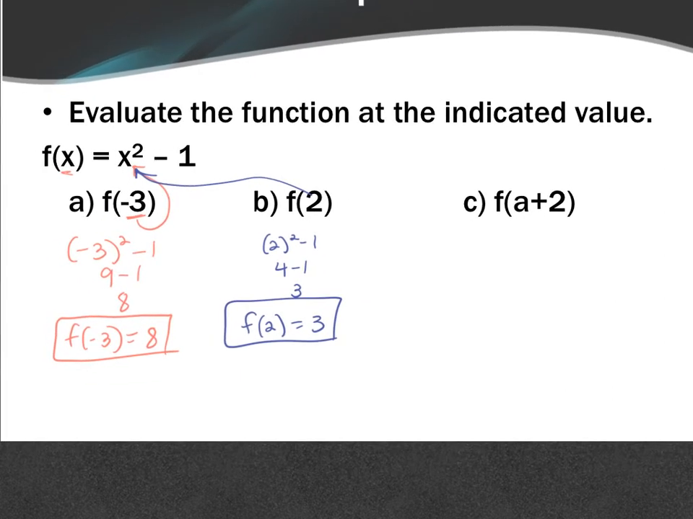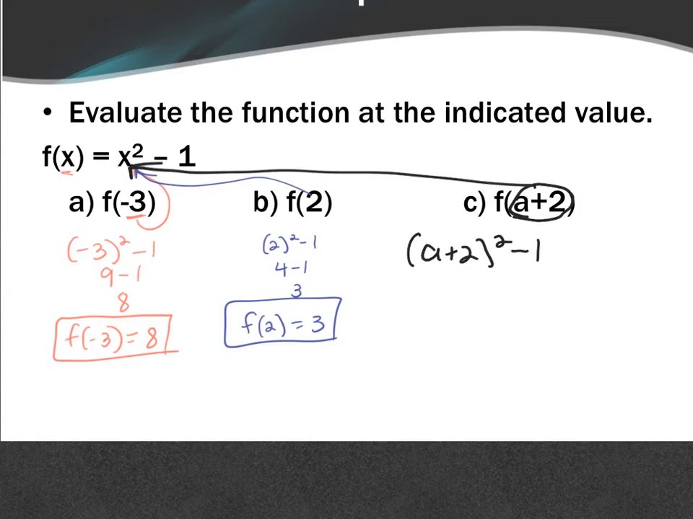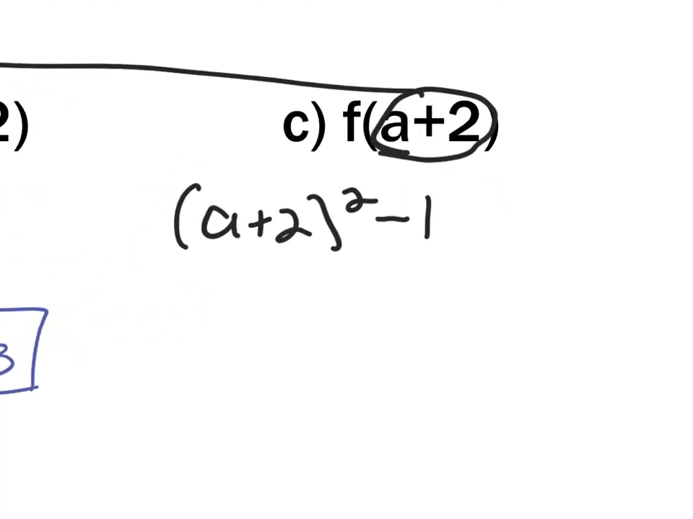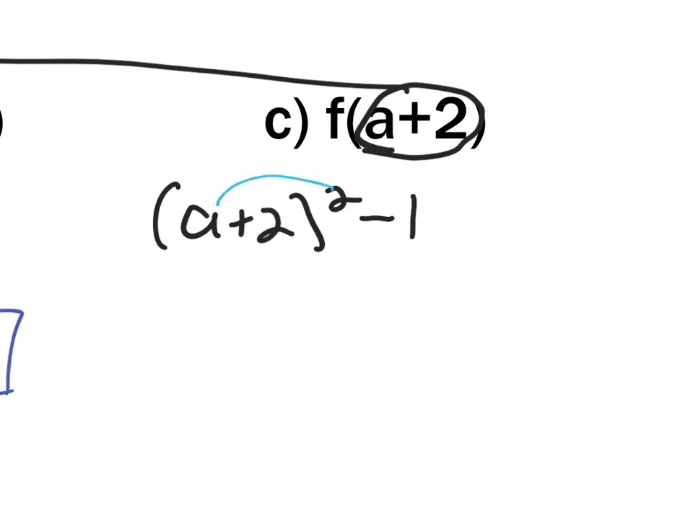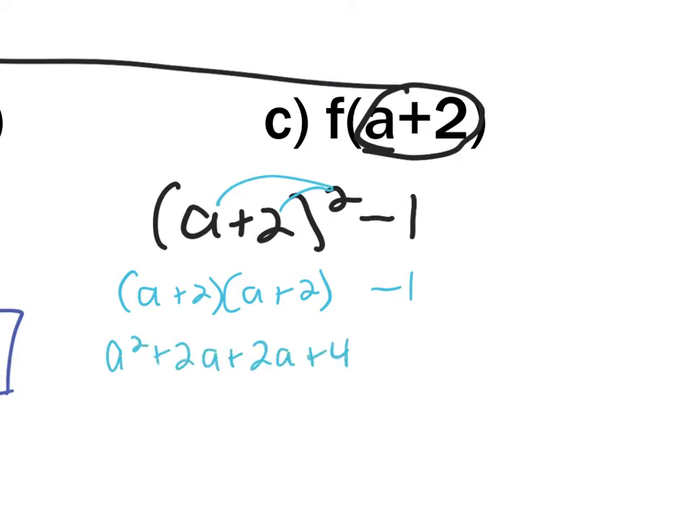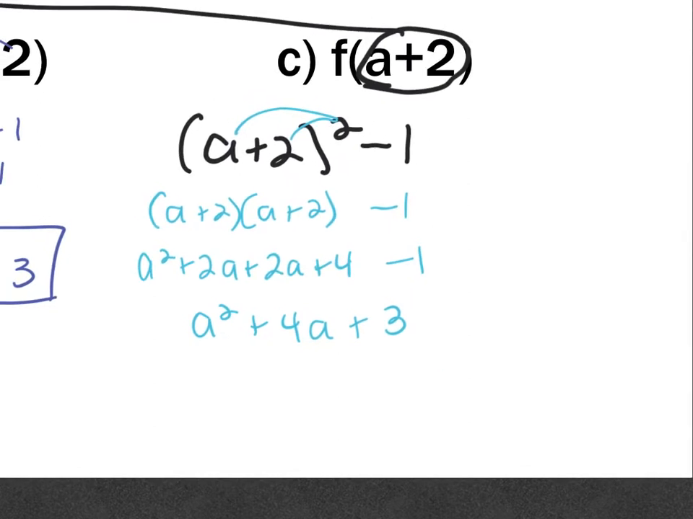Now I have an expression in here, but this whole thing still gets plugged in the place of x. So this becomes (a + 2) squared minus 1. Then, common mistake, even grown adults do this: distribute the square. Remember, we can't do that. That's not a squared plus 4. This has to be (a + 2) times (a + 2) minus 1. So FOIL it: a squared plus 2a plus 2a plus 4 minus the 1. A squared plus 4a plus 3. So that's f of a plus 2.